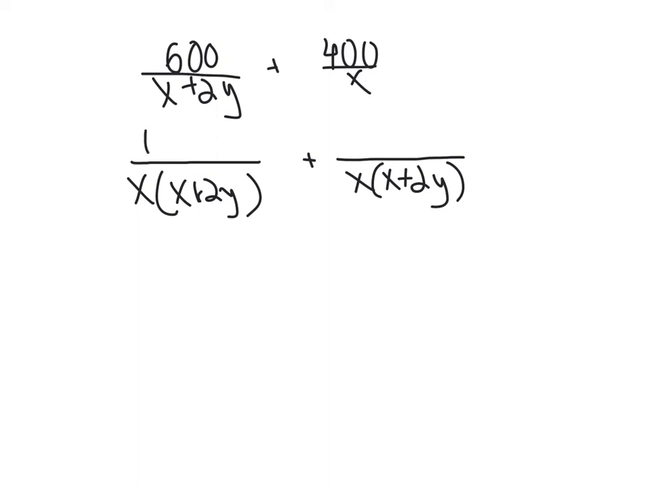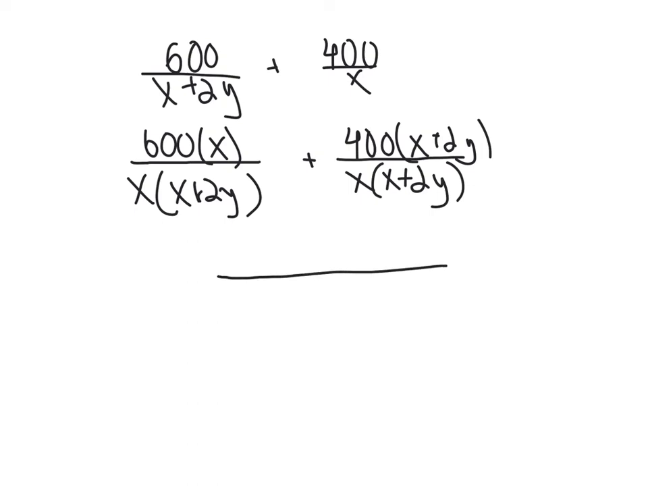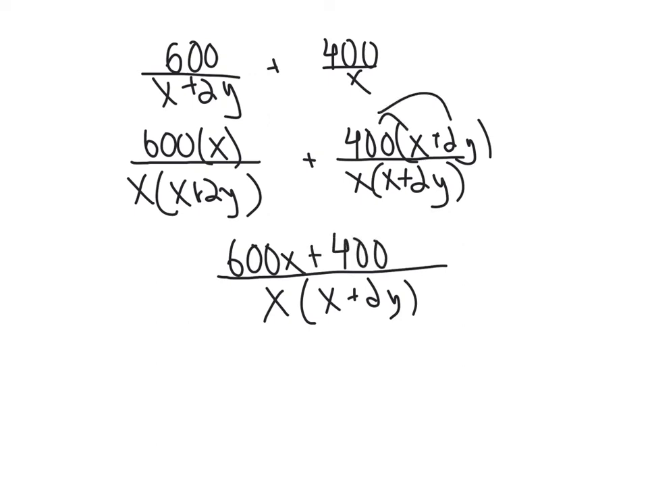So in our first fraction, we're going to take 600 and multiply that by an x. Our second fraction, we originally had 400 and we're going to have to multiply that by an x plus 2y. So when we start to combine these, we still have a common denominator of x times x plus 2y. 600x is what we're left with in the first fraction, and after we distribute here, we have 400x plus 800y, and then we're just going to combine these two like terms in our numerator.